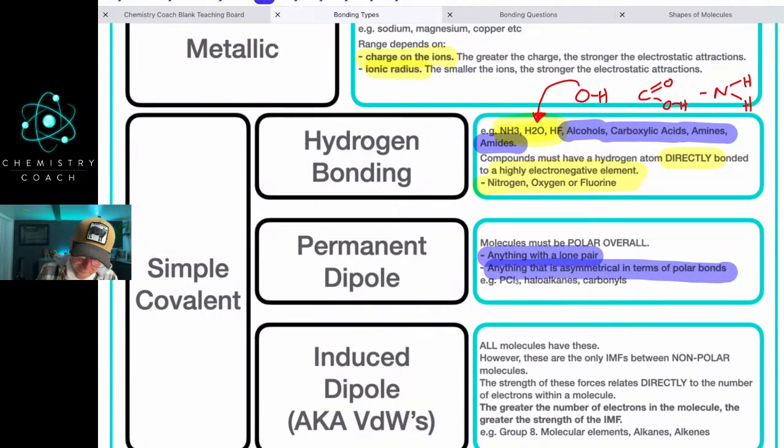So, examples: PCl3, haloalkanes and carbonyls. What I mean by carbonyls is aldehydes and ketones. Some of you need to know about those in year 12, some of you don't, but just letting you know. So permanent dipole, but you'll also find a permanent dipole in a carboxylic acid. So carboxylic acids are like a proper double whammy.